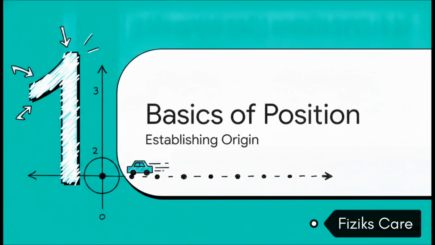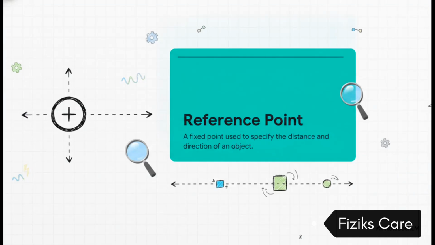Section 1. The basics of position. Because, well, before we can even talk about moving, we have to establish exactly where we're starting from. To do that, we need a reference point. The absolutely crucial thing to remember here is that motion doesn't actually mean anything without an origin. You need a reference point to measure positive and negative directions from.